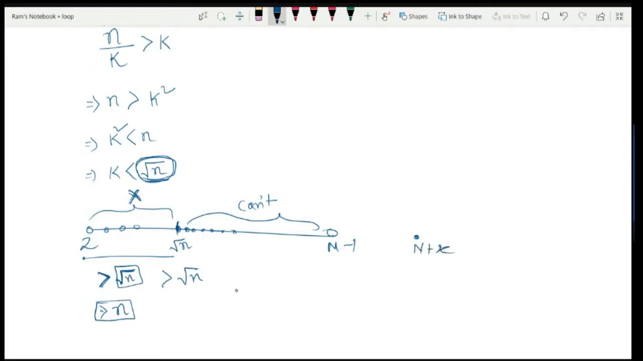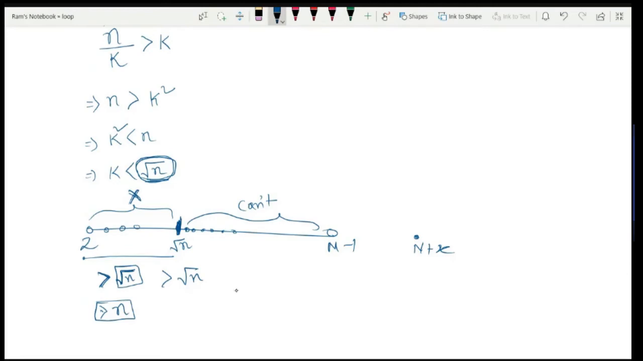Like that is not something that we want. So we can conclude that if we have checked up to square root of n, and we do not have a solution up to square root of n, then there is no chance that there will be a solution within the range square root of n to n minus 1. So we can immediately stop the process there.